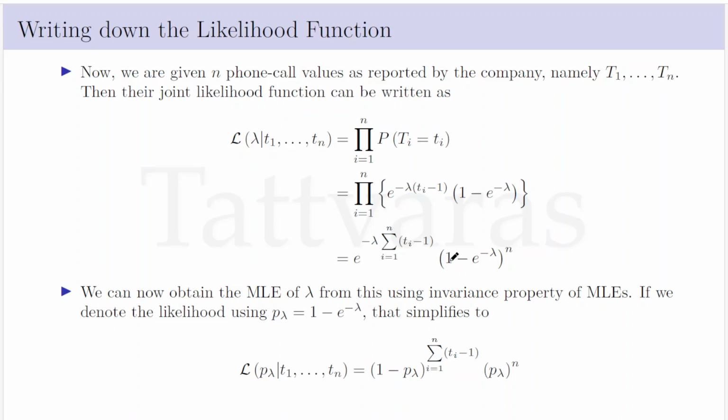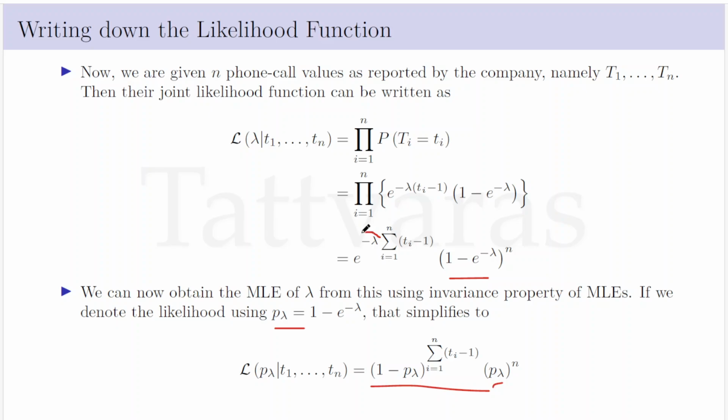Basically, as we all can see, p lambda is 1 minus e power minus lambda. So e power minus lambda is 1 minus p lambda. So this will be (1 minus p lambda) power sum of ti minus 1. This will be the joint likelihood function, and we will actually find the MLE of p lambda. Then we will use the invariance property of MLEs. This will be a simpler solution.